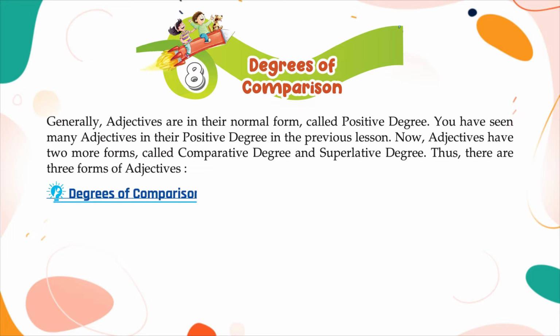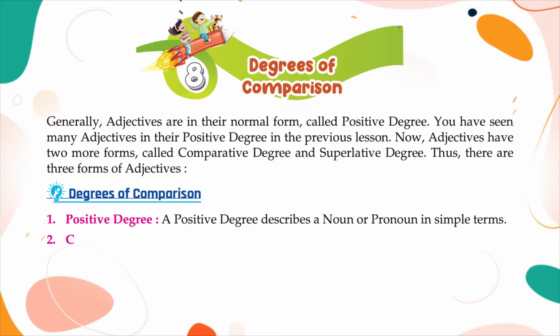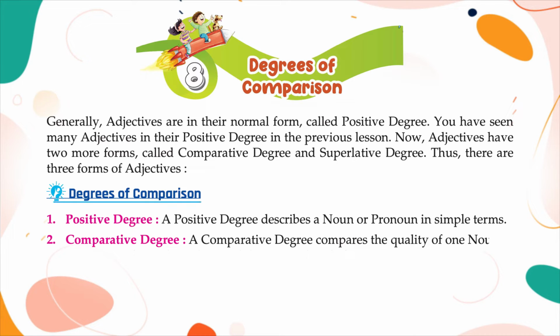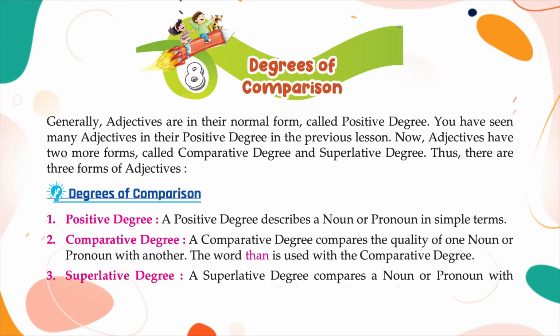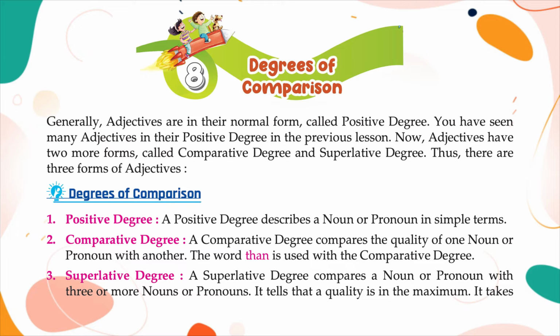Degrees of comparison. Positive degree: a positive degree describes a noun or pronoun in simple terms. Comparative degree: a comparative degree compares the quality of one noun or pronoun with another. The word than is used with a comparative degree. Superlative degree: a superlative degree compares a noun or pronoun with three or more nouns or pronouns. It tells that a quality is in the maximum. It takes the article the before it.